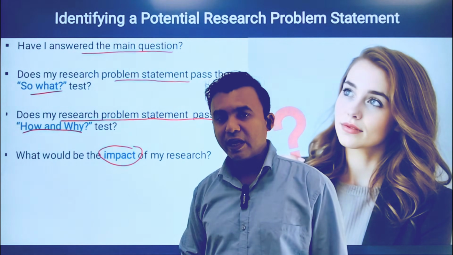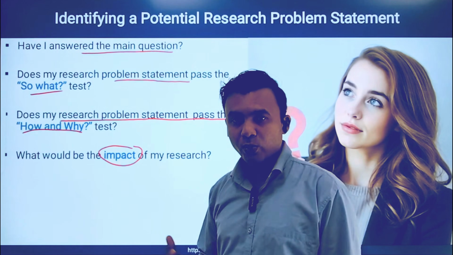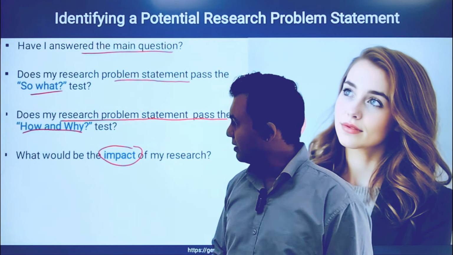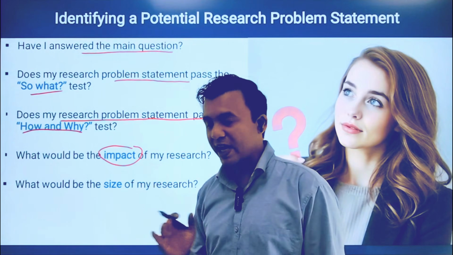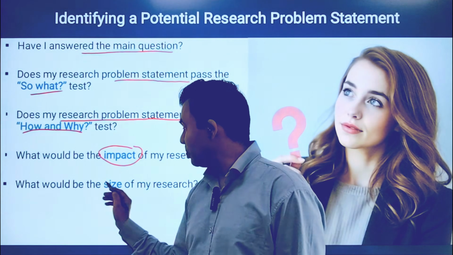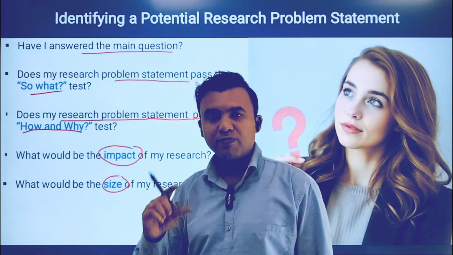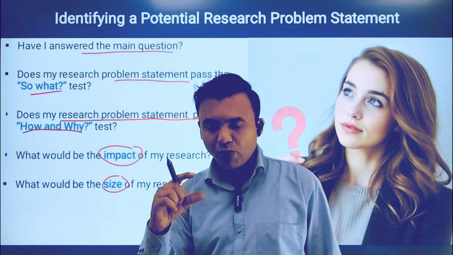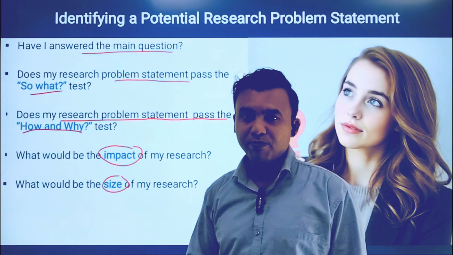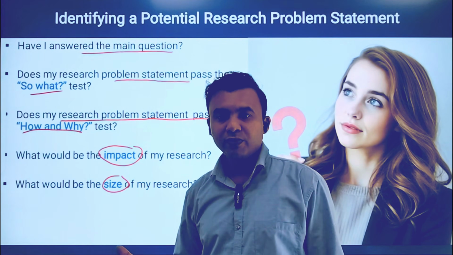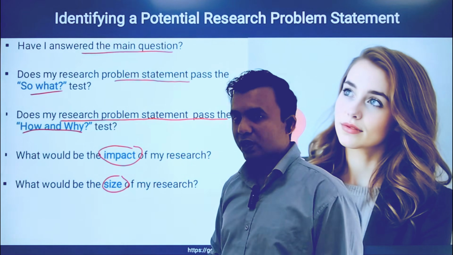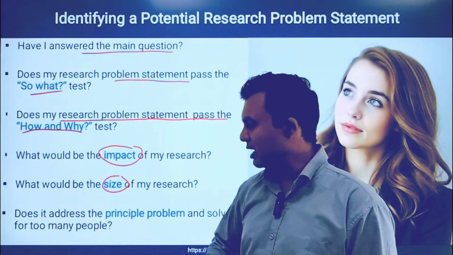So this is called research with an impact. What would be the impact of my research? How would it be useful for the society? What would be the size of my research? Sometimes we do a smaller piece of work, which is not that complex or creating a larger impact. Then it may not be published in a Q1 journal article or a good journal article.